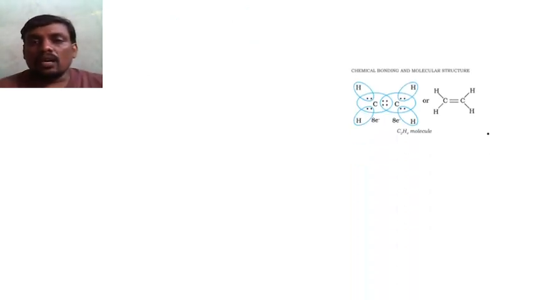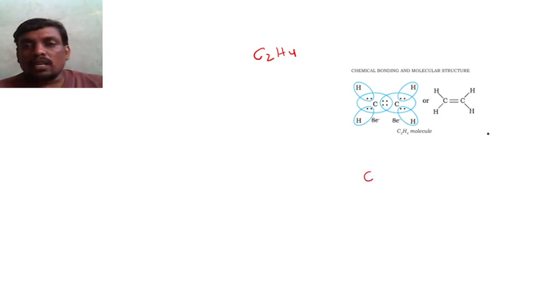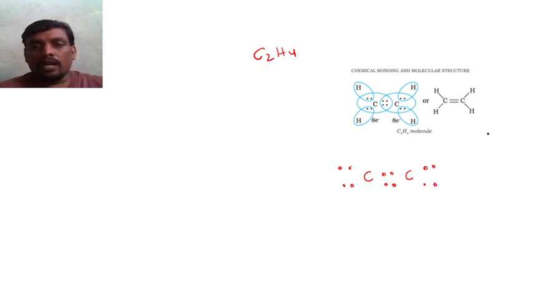Along with that, chemical bond formation and molecular structure in ethene, C2H4. Carbon is the central atom. Here also carbon is a central atom, and outer shell electrons are going to be mentioned here, and here also. Here hydrogen will be there, here also hydrogen will be there. How many hydrogen atoms are there? 4 hydrogen atoms. So how does bond formation occur?